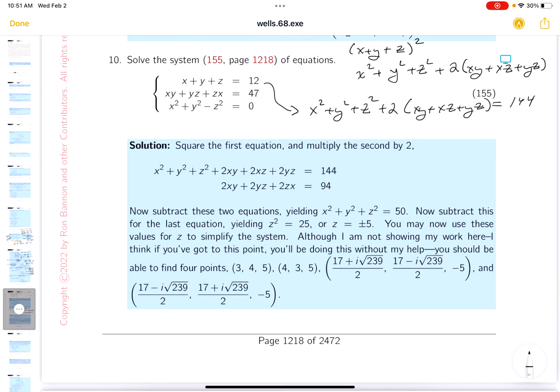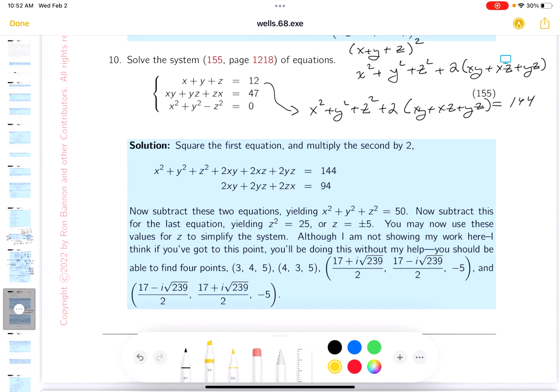And so if I did that, do I know what xy plus yz plus xz is? I think so. And I'll point out what I mean by that. We're going to highlight around. Do I know what this is? Well, xy, xz, yz is 47. I'll write that down for you. So x squared plus y squared plus z squared plus 2 times 47 is 144.